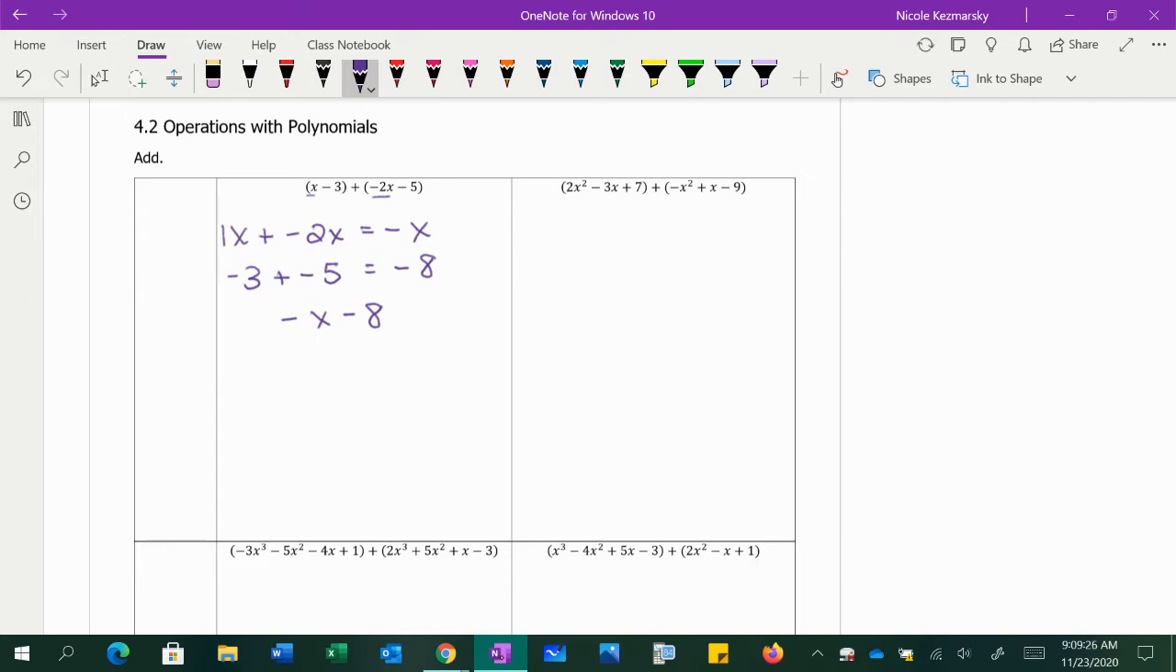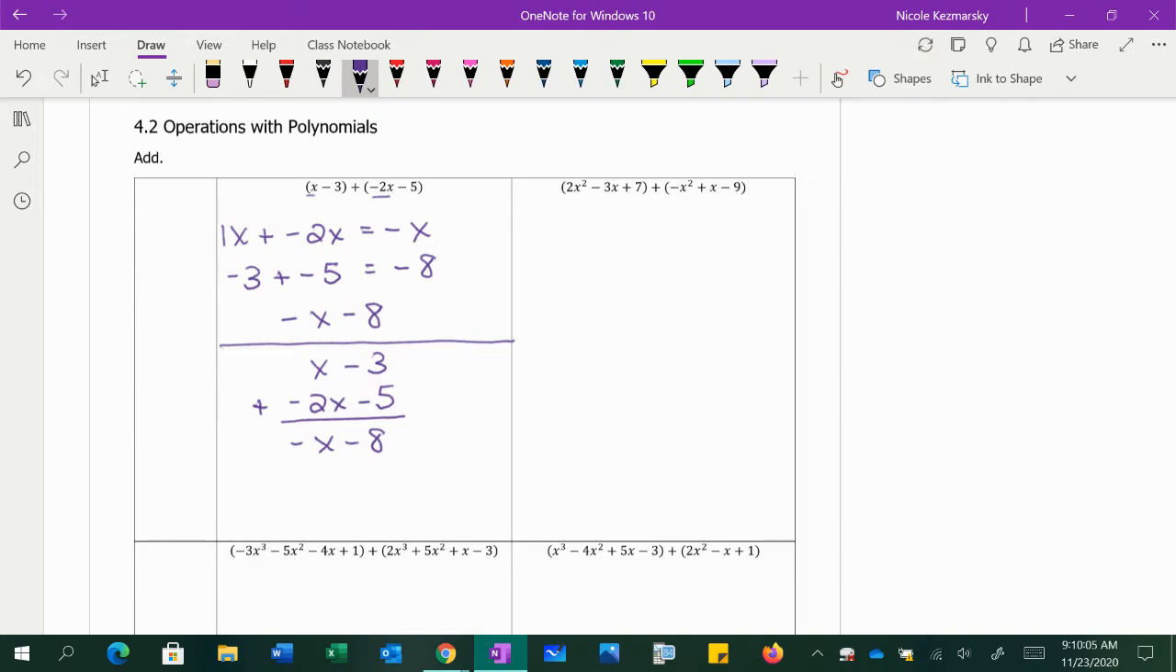Some people also like to stack these. So what you can do is you can take your first polynomial, x minus 3, and stack it on top of your second polynomial, making sure that your like terms line up. So notice I've got the x's on top of each other and the constants on top of each other. And then we can add those two together. And so again, x plus negative 2x is negative x, and negative 3 plus negative 5 is negative 8. Same answer, two different methods.